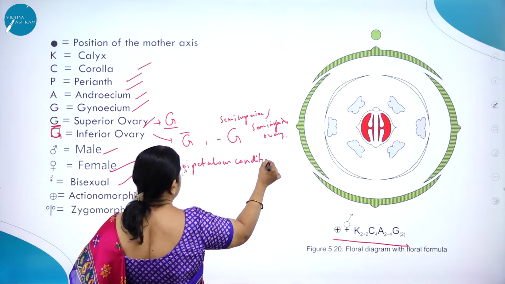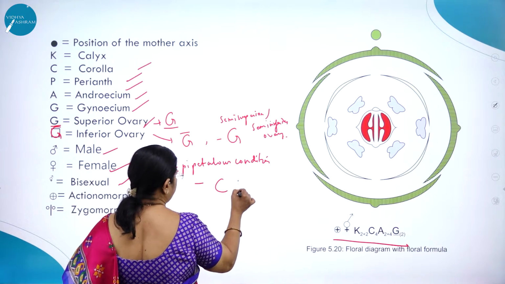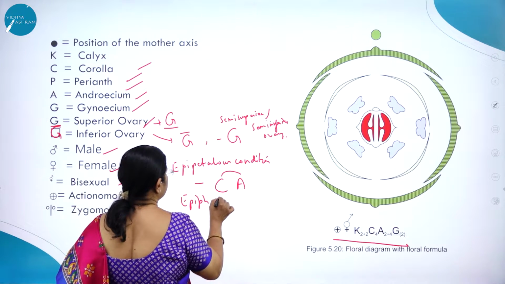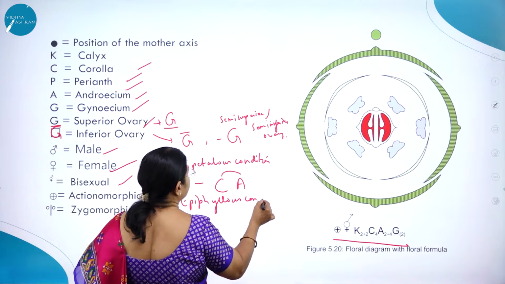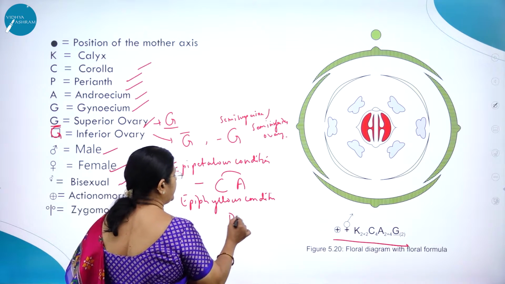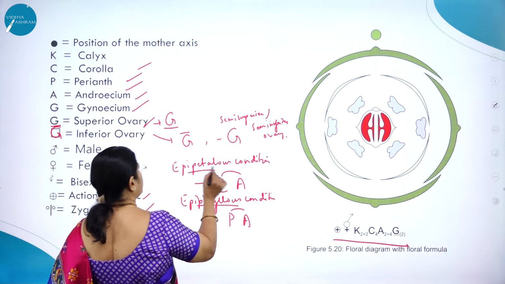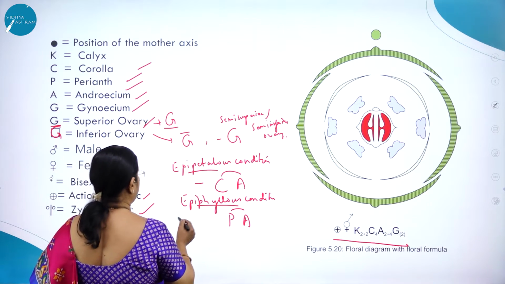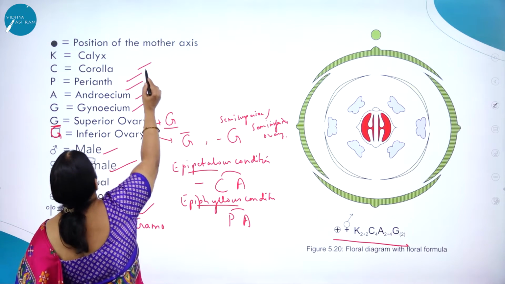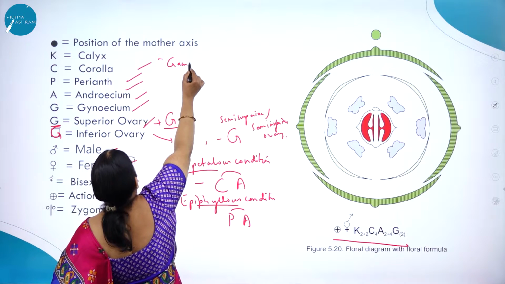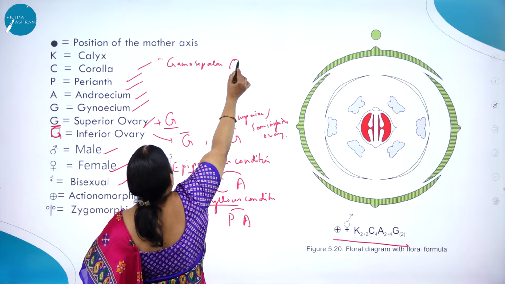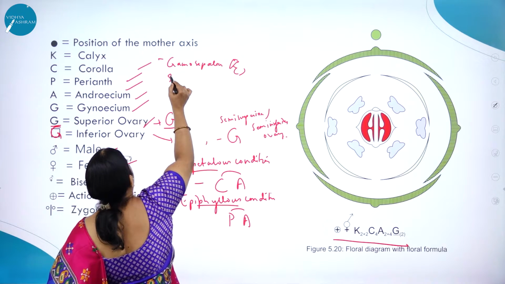Epipetalous condition, you write C like this. Then epiphyllous condition, you write, instead of C, P like this. Superior ovary, inferior ovary, you write. Then gamosepalous, you write K then bracket.